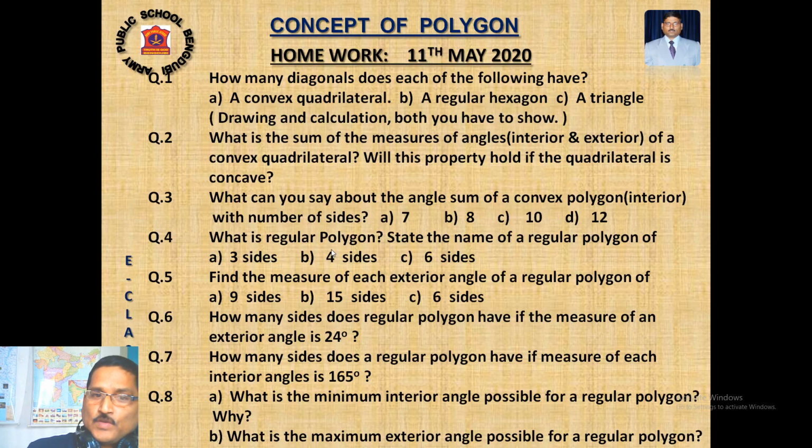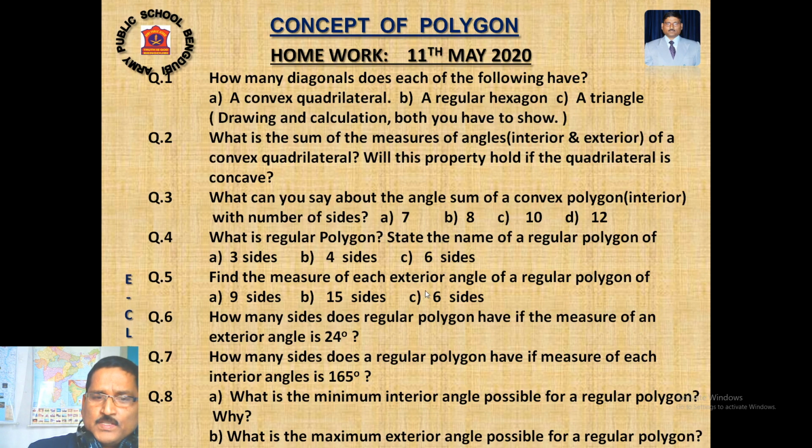What is a regular polygon? I discussed that to become regular, sides and each interior angle both must have the same measure. Okay. State the name of the regular polygon. 3-sided regular polygon is what? Triangle. 4-sided regular polygon is what? Square. And 6-sided, there is no special name. It will be named as regular convex hexagon. Regular hexagon or regular convex hexagon.